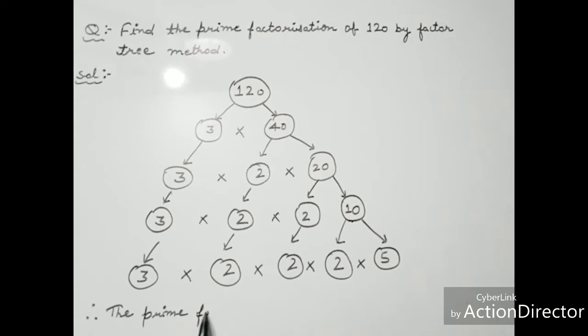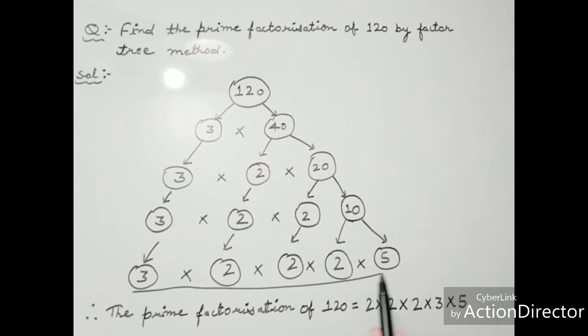Therefore the prime factorization of 120, and we write these numbers in increasing order. So first we write 2 multiply by 2 multiply by 2, then 3 and then 5. First we write 2s and then 3 then 5. So the prime factorization of 120 is 2 multiply by 2 multiply by 2 multiply by 3 and multiply by 5.